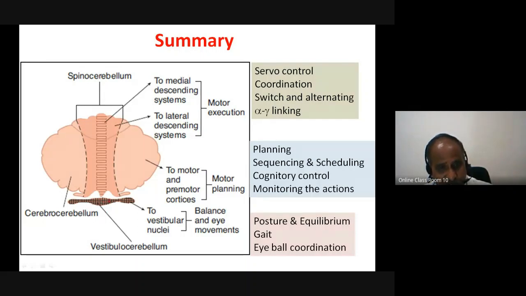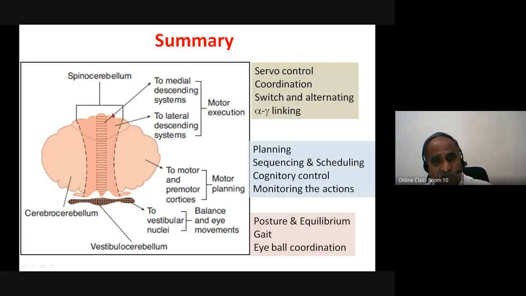This flocculonodular lobe is the vestibular part of the cerebellum. And this has a dentate nucleus here, this has the nucleus interpositus, and this has the fastigial nucleus. And the flocculonodular lobe connects with the vestibular nucleus.